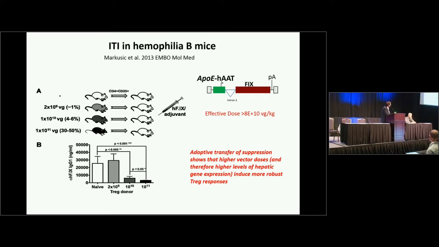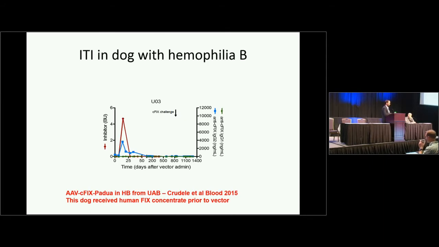There's a cutoff here for immune tolerance induction at greater than 2 times 10 to the 9th or 8 times 10 to the 10th vector genomes per kilogram, similar to our experiment in Pompe mice. And this shows that higher vector doses associated with higher levels of hepatic gene expression are more likely to induce a robust Treg response and induce immune tolerance.